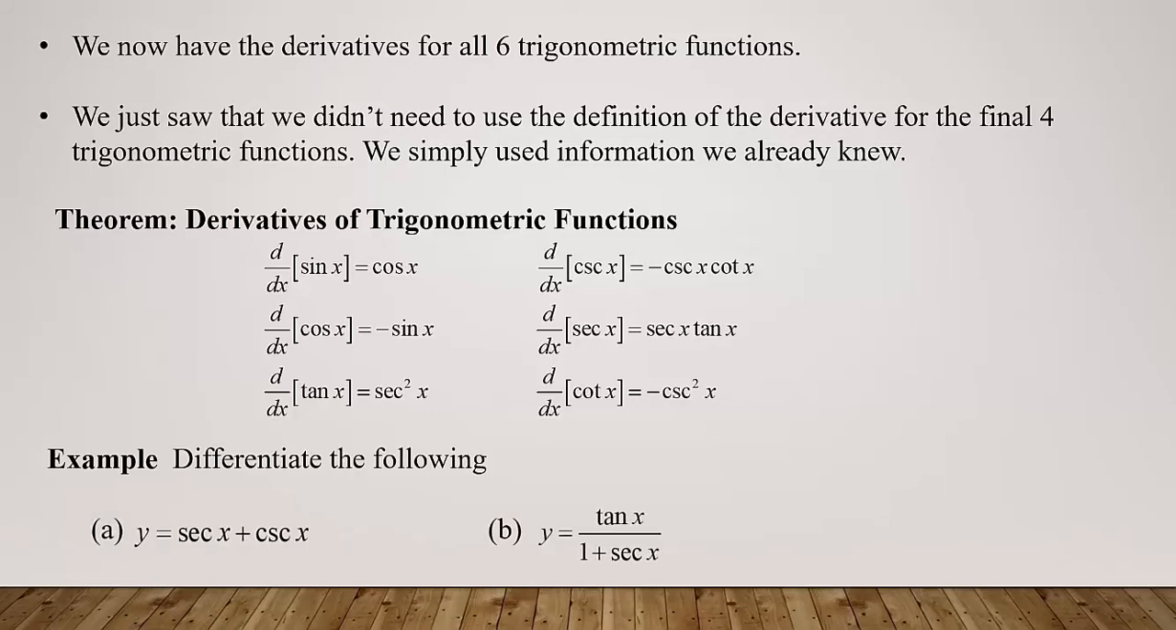In this example, we're going to differentiate, in part A, y equals secant x plus cosecant x. And in part B, we're going to differentiate y equals tangent x over 1 plus secant x. So get this written in your notes because I'm heading off to the chalkboard to work through them.